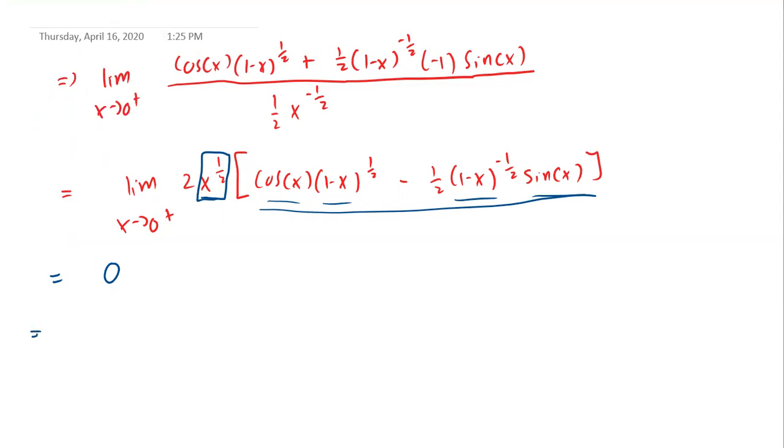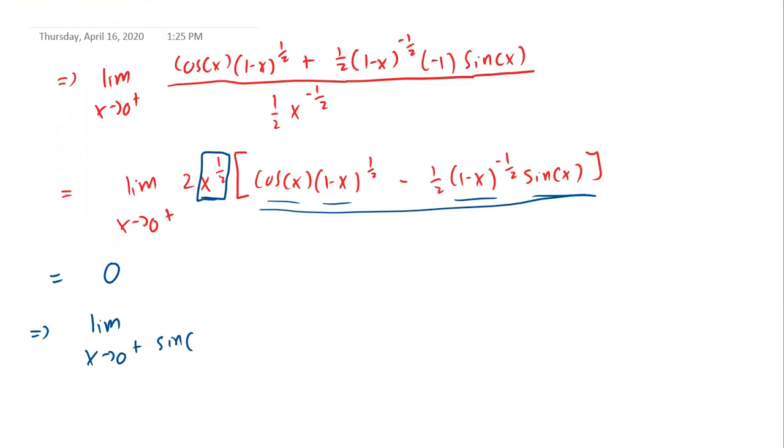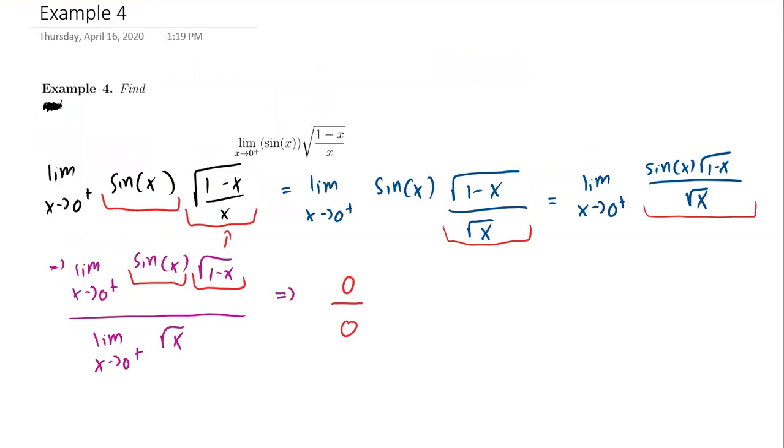So what does that tell us? Well, the original limit, which was sine x times the square root of 1 minus x over x, is just equal to 0. Okay. So again, the idea here is that it wasn't obvious that this was an indeterminate form, so you have to rewrite it a little bit. So in the next videos, we're going to see a couple of nice ways in which we can write things that don't look like indeterminates, but actually are, like in this example.